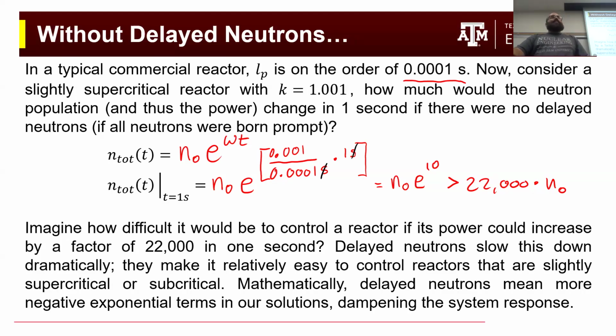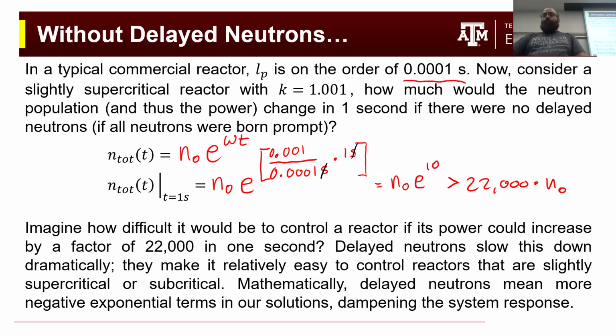The presence of those delayed neutrons means that we have a bunch of negative exponential terms in our equation, which dampen the overall response of my neutron density, and therefore dampen the response of my system to reactivity changes, whether we're talking about how the power would respond, how the flux would respond, or any other reactor quantities we were trying to investigate.